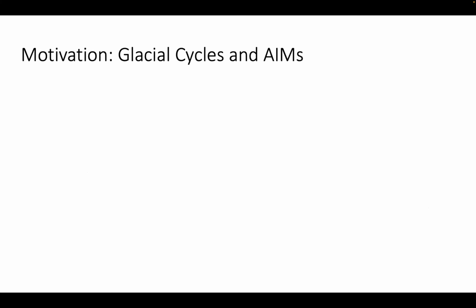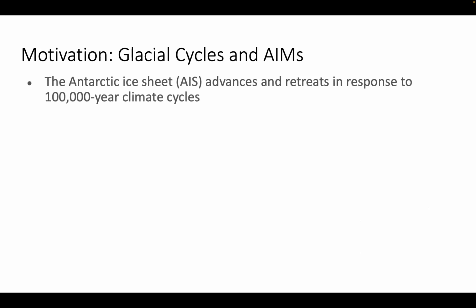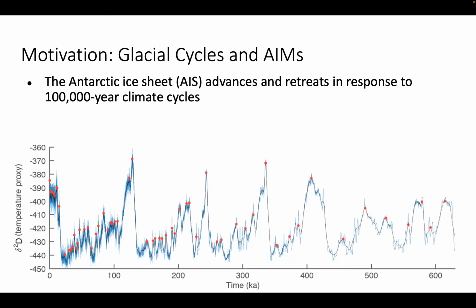So the motivation for this work is that we know, based on offshore sediment records, that the Antarctic ice sheet advances and retreats in response to these 100,000-year climate cycles that arise from changes in the shape of Earth's orbit, called Milankovitch cycles. As you can see in the figure here, where we have time on the x-axis and the delta deuterium record from the EPICA Dome C ice core, which is a temperature proxy, on the y-axis, you can see the peaks in this blue line happening about every 100,000 years.